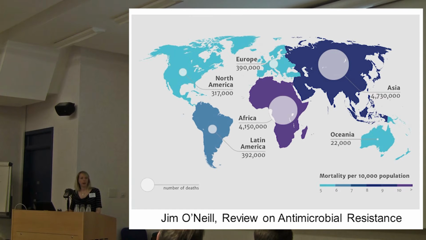You'll all have heard already about the O'Neill report, both before today and earlier in the talks. This is a map taken from that report. And this is the distribution of deaths predicted by 2050 if we don't do something about antibiotic resistance. The size of the circles is the number of deaths in each continent, and the mortality per 1,000 population is determined by the colour. So it's a huge global problem, less of a problem in Europe, but it's a growing problem in Europe, and antibiotic-resistant bacteria don't respect boundaries. So with increasing travel, we will have a problem, even though it's more contained at the moment in the UK.